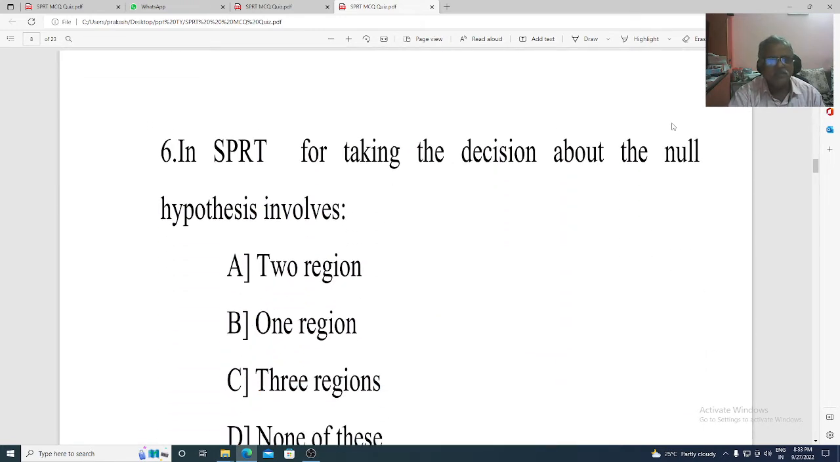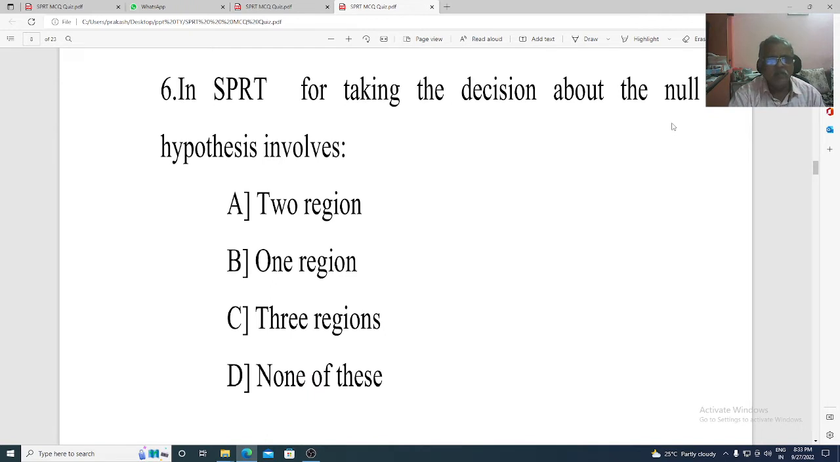Question 6. In SPRT, for taking the decision about the null hypothesis involves option A 2 region, option B 1 region, option C 3 region, option D none of these. The correct option is 3 region, option C.